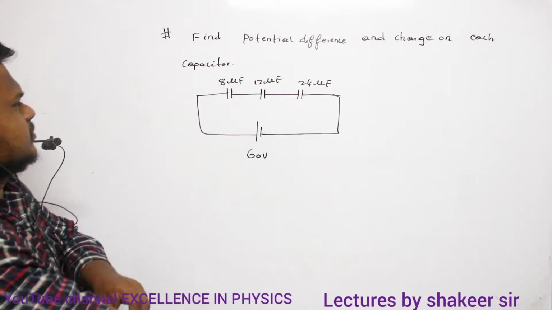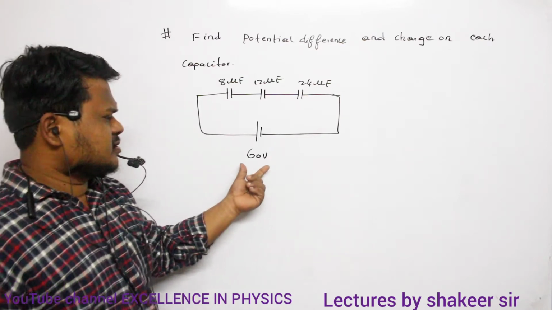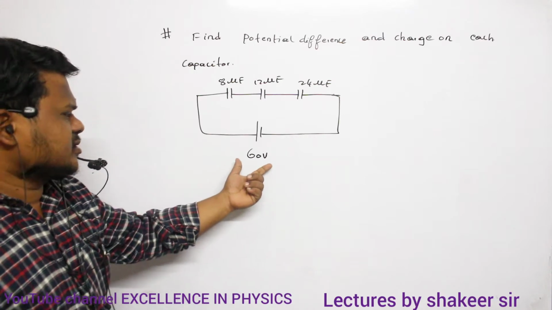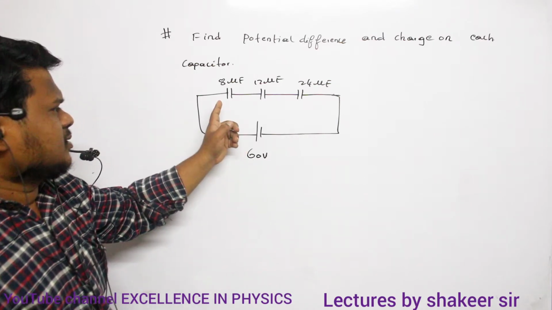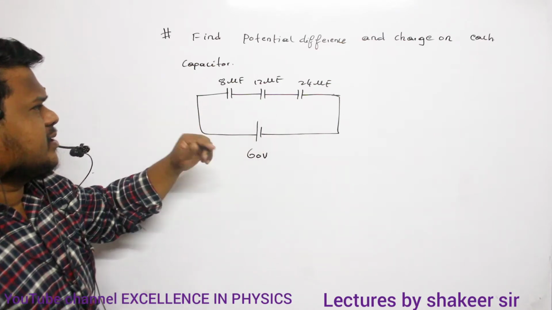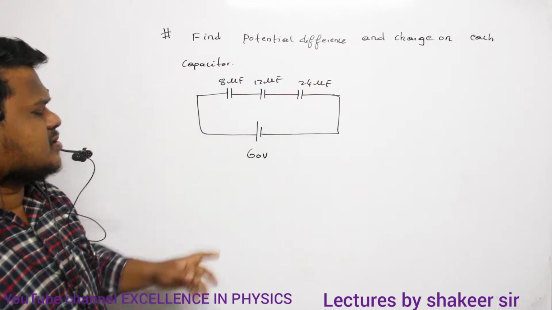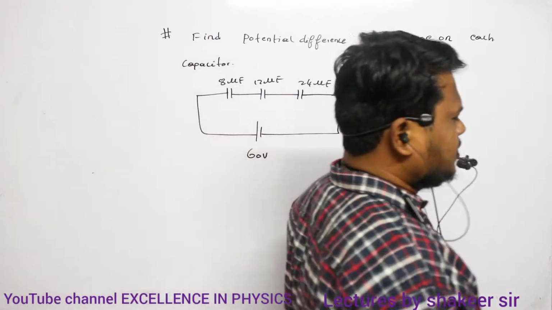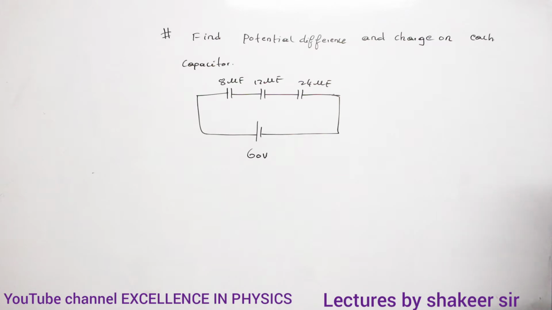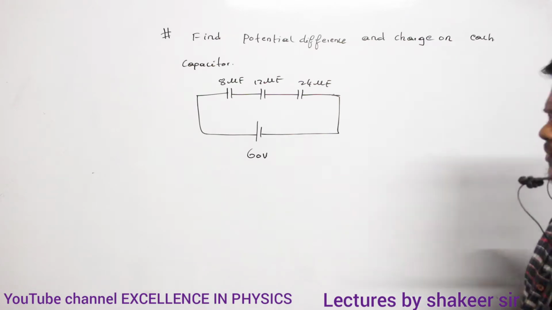So I want the potential difference. This is the total potential which is supplied, a potential difference of 60 volts. Then what is the potential consumed by each capacitor and what is the charge present on each capacitor, that we are supposed to find out. Any idea?